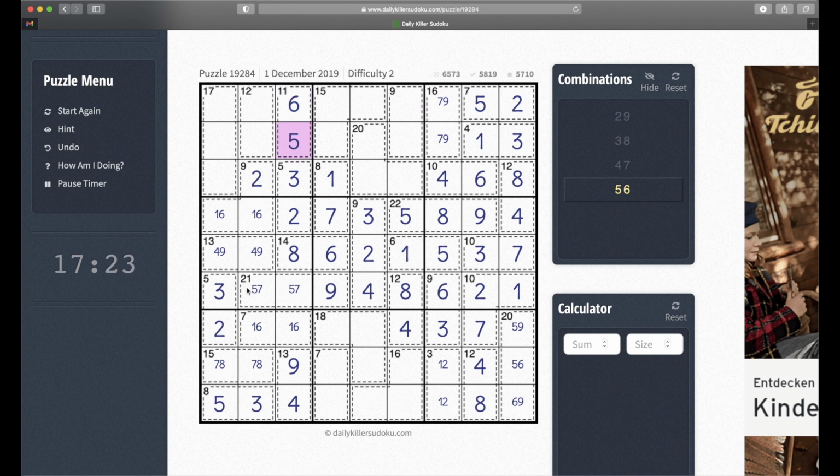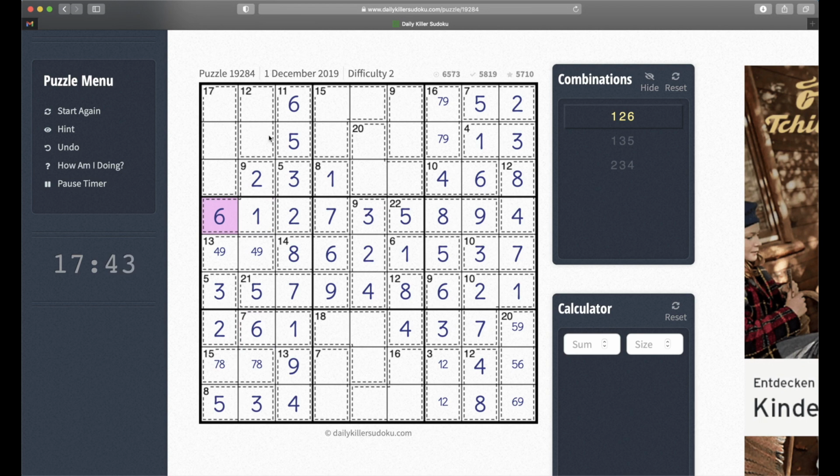This is great because it lets us clean up down here. 5 means that can't be a 5, that's a 7. And 6 means this cell can't be 6. It's a 1 and that's a 6. This now lets us clean up here. Look, if that's a 6, that can't be a 6 and that can't be a 1.